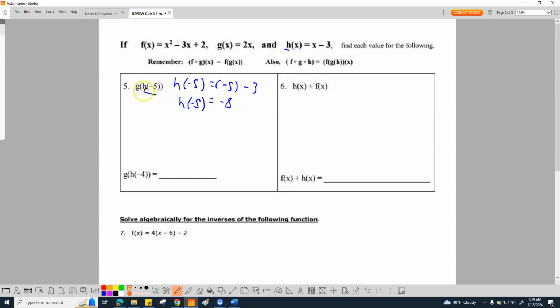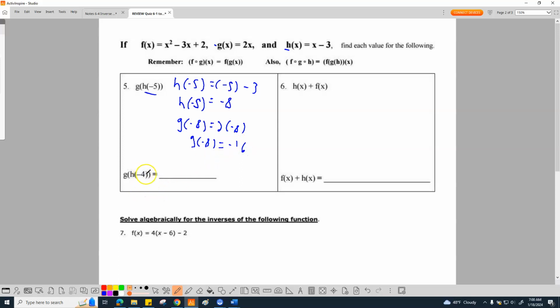So now what I'm going to do is, instead of doing g of h of negative 5, I'm going to plug in g of negative 8. G of negative 8. See how I got there? It's kind of weird, but here I am. Do I have a g equation? I do, right here. Equals 2 times, what am I shoving into that? Negative 8. So g of negative 8 equals negative 16. And that's how you solve that.